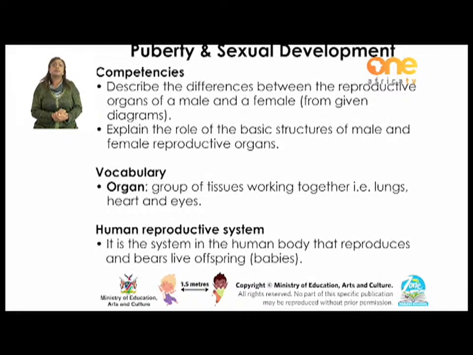The next word is the human reproductive system. It is the system in the human body that reproduces and bears live offspring. In other words, it's responsible for making babies.